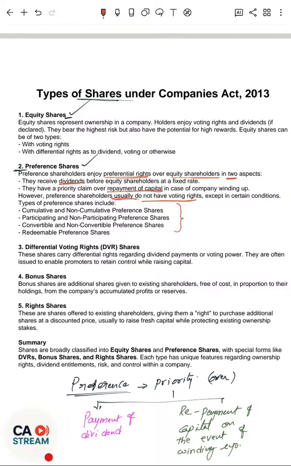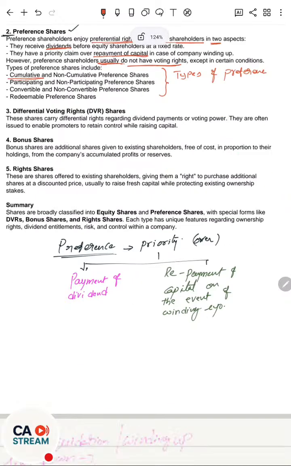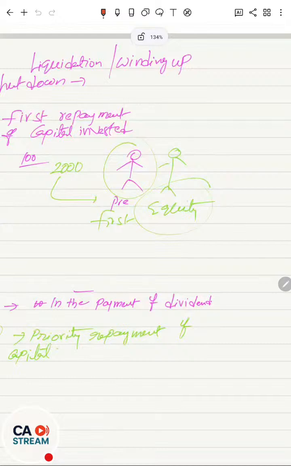Now let me first concentrate on the types of preferential shares, sir. These are the types of preferential shares, not equity shares. There are no types of equity shares, only types of preferential shares. The first is the cumulative. Sir, what is the meaning of cumulation?